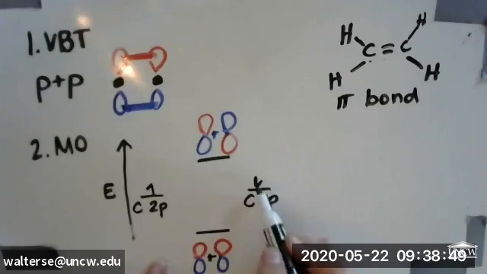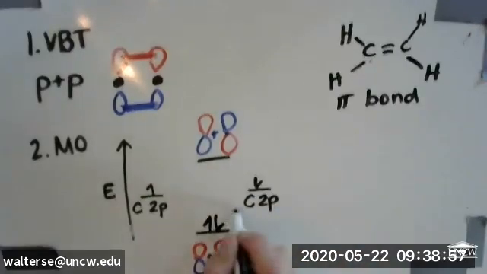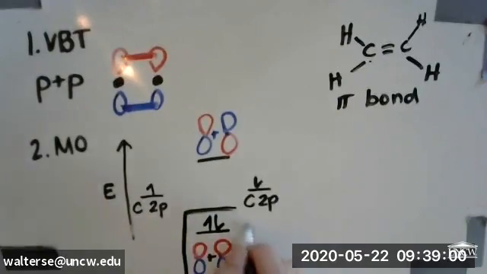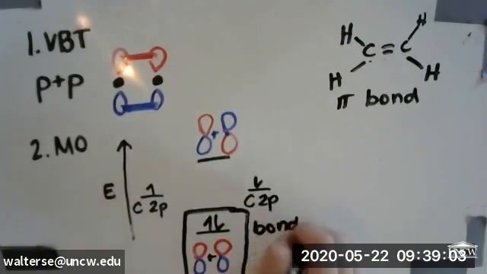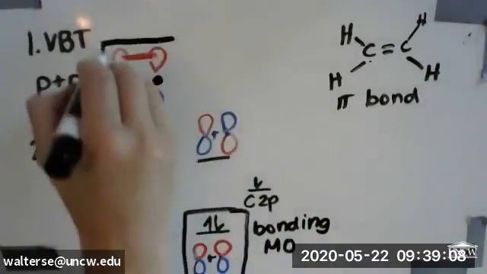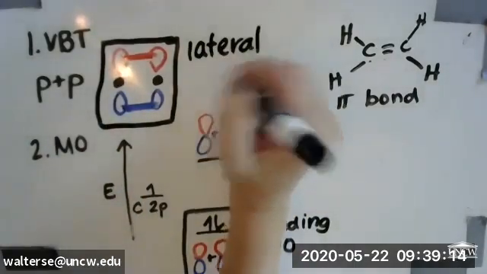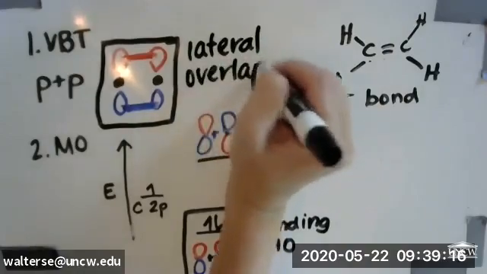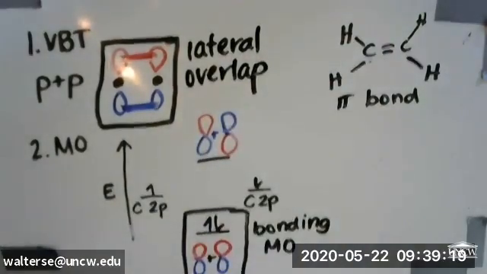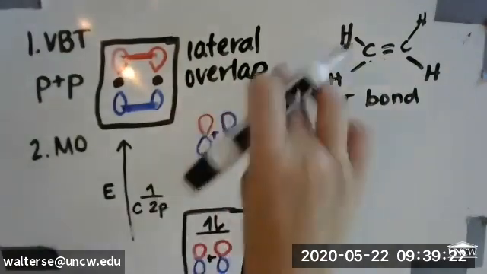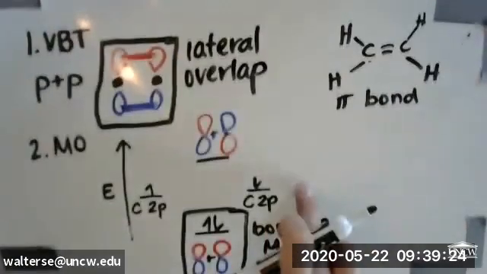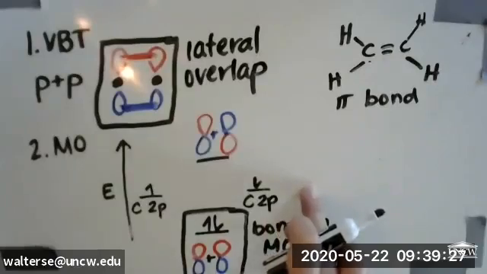Then we fill the molecular orbitals with the correct number of electrons. There happens to be two, one up, one down. So this bonding molecular orbital looks exactly the same as this lateral overlap pi bond from valence bond theory. They end up identical. So whatever you get from valence bond theory, you have to also get from molecular orbital theory.